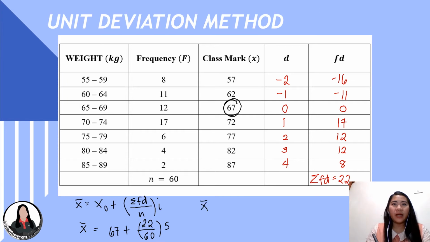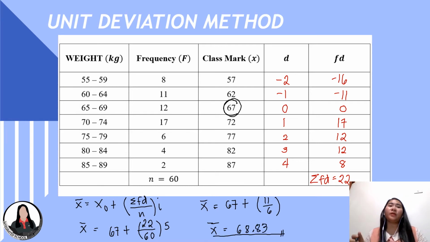So, simply, x bar is equal to, let us solve for this, 67 plus 22 over 60 times 5. Simply, that will become 11 over 6. And then, simply, type natin sa calculator. So, we have 68.83. Now, kung babalikan natin yung value natin for the midpoint method, we have come up with the same answer. Since sabi ko nga sa inyo, either of the two ay pwede natin gamitin at parehas lamang yung magiging sagot natin. Now, let's proceed with the next measure of central tendency, which is the median.